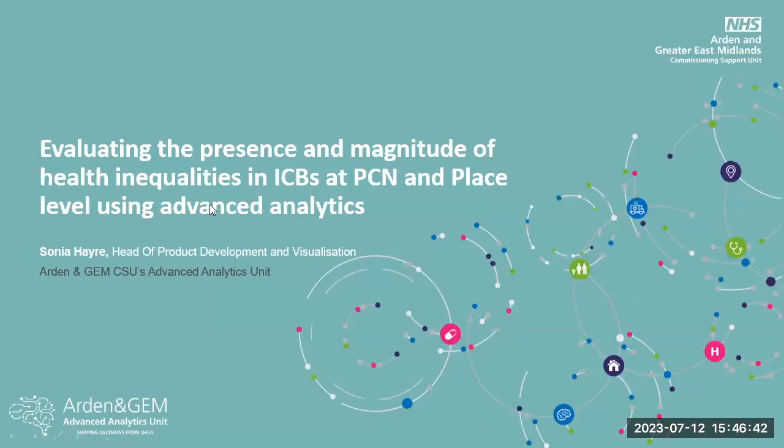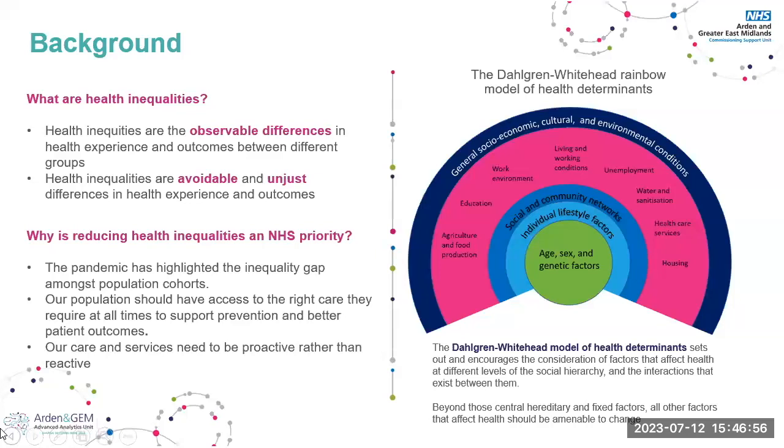So I'm here this afternoon to talk a little bit more about health inequalities and a tool that we've pulled together in the AAU team to help support one of our existing customers with health inequalities. So what is health inequalities? They are observable differences, avoidable and unjust differences due to many factors: lifestyle, gender, age, sex, genetic factors, and there's many more listed there. But there's far more than that. I've just obviously included these for now.